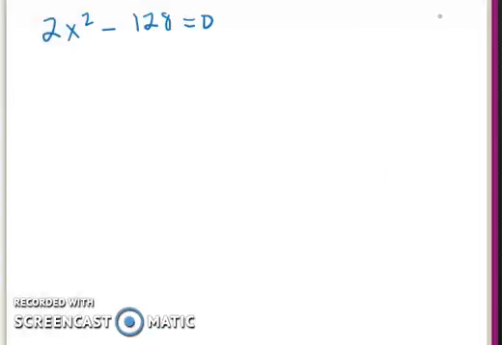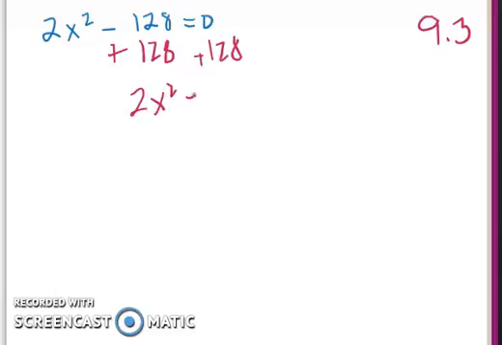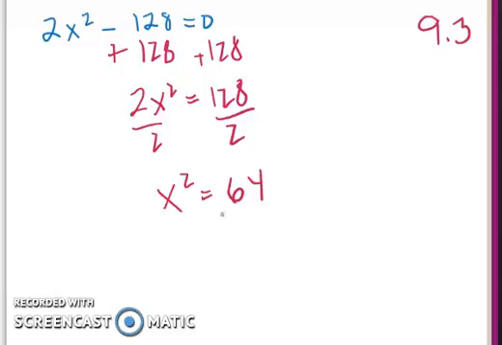Now let's go back to 9.3. 9.3, we learned how to find x when it's just square roots. So we have a two-step equation here. First step, we're going to go ahead and add 128 to both sides. We get 2x squared equals 128. Divide by 2. Got to get the x squared part alone. X squared equals 64. Take the square root of both sides, and we get x equals 8.